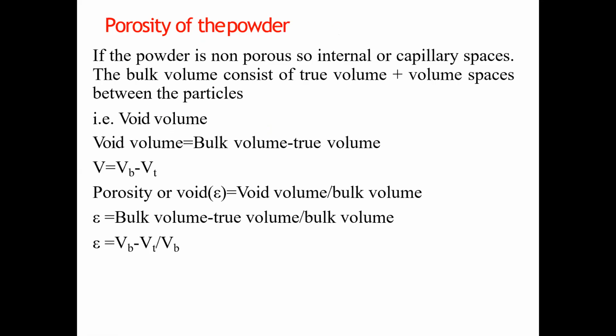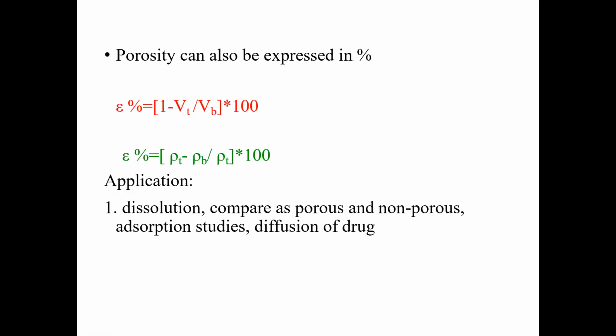Porosity of the powder. What is porosity? The powder is non-porous, so there are no internal or capillary spaces. The bulk volume consists of true volume and the volume of spaces between the particles, that is void. Hence, void volume is nothing but bulk volume minus true volume, that is V equals VB minus VT. The porosity is given by void volume divided by bulk volume. That is the formula, and it can also be expressed as a percentage given by the equation.